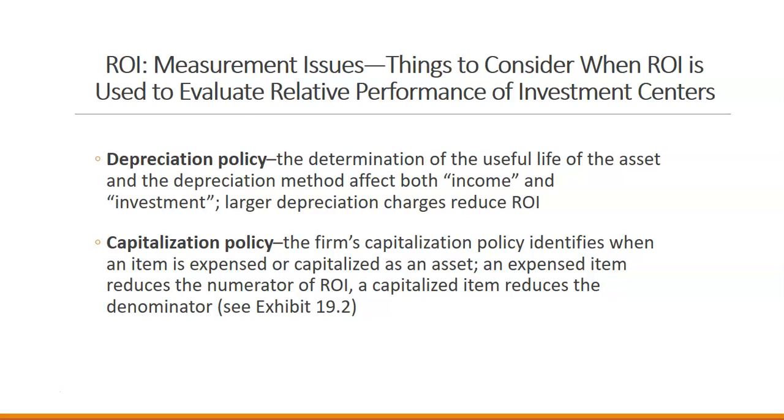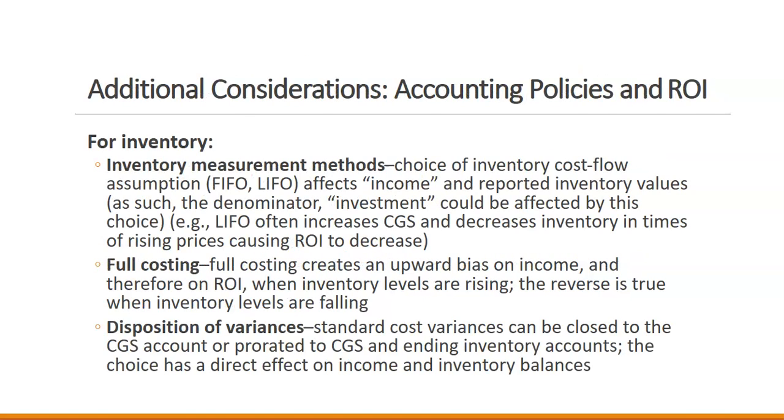We also need to consider the inventory measurement methods. So our choice of inventory cost flows affects our income and our reported inventory values, which are investment, are also affected. Full costing creates a bias on income and therefore on return on investment. So remember, when inventory levels are higher, that our net income is greater under full costing, and where we write our variances off to. So are we closing them to the cost of goods account, or are we prorating them? Because that has a direct effect on our income and inventory balances.